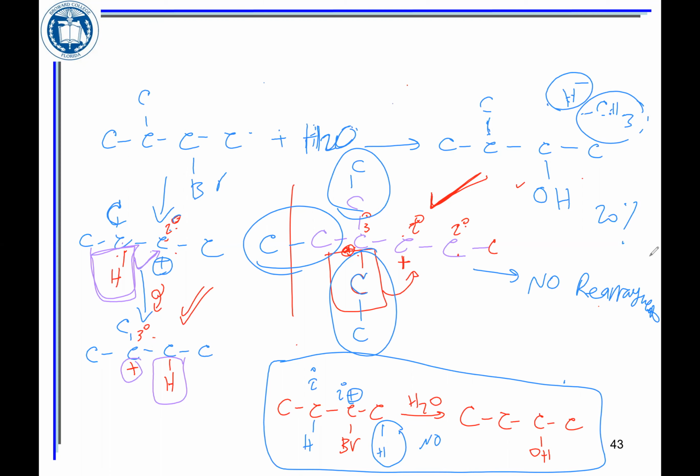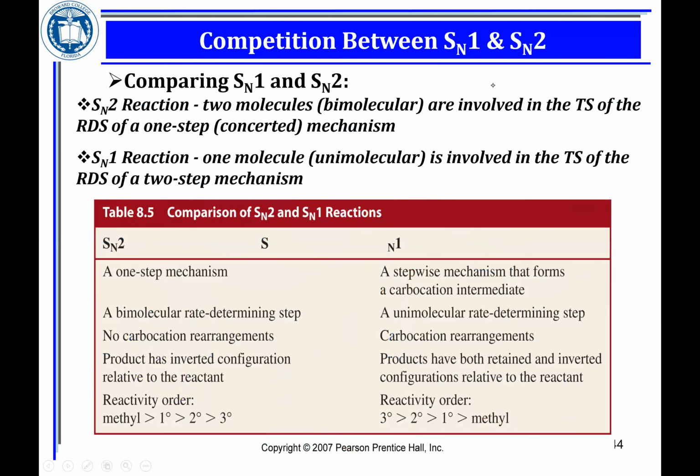Okay, so now you heard about the rearrangement. When we say that in SN1 there's a chance for carbocation rearrangement. When we say SN2, there is no carbocation rearrangement. It makes sense because there is no carbocation in SN2. A carbocation doesn't form, so there should be no rearrangement. Any questions about this summary?